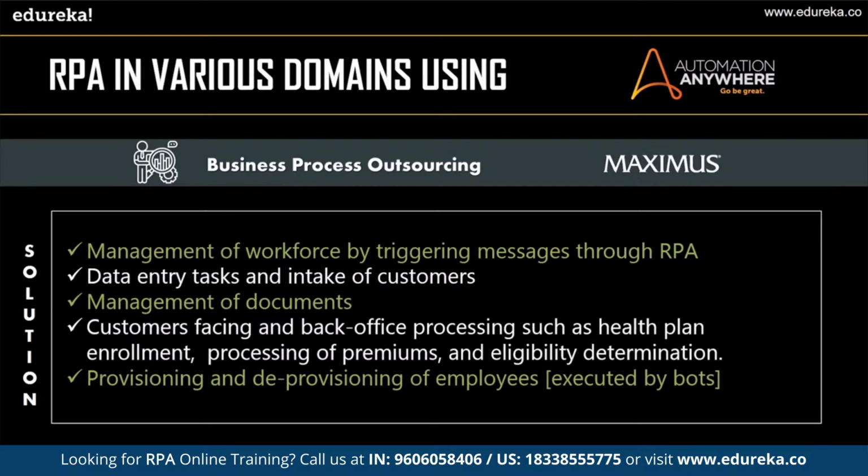So Maximus decided to use the Automation Anywhere platform to implement a highly available delivery network of processes, people, and tools to manage all the automation opportunities. The different processes which were automated were the management of workforce by triggering messages through RPA, the data entry task, the intake of customers, the management of documents, the customer-facing and back office processing such as health plan enrollment, processing of premiums and eligibility determination, and provisioning and deprovisioning of employees, which was executed by the bots.